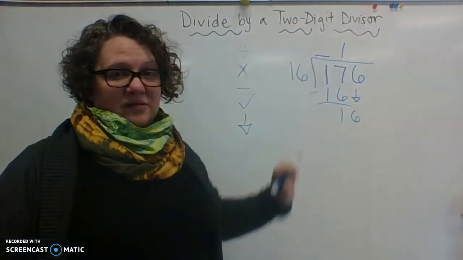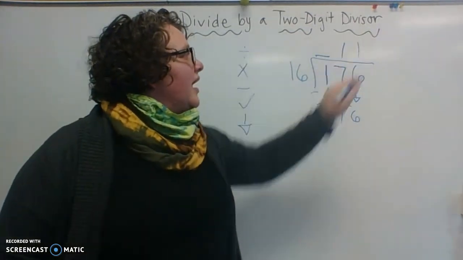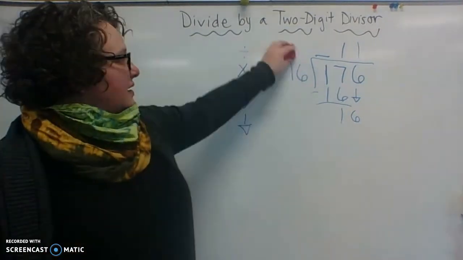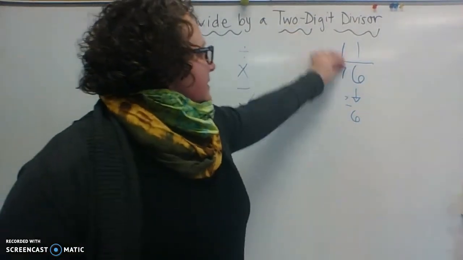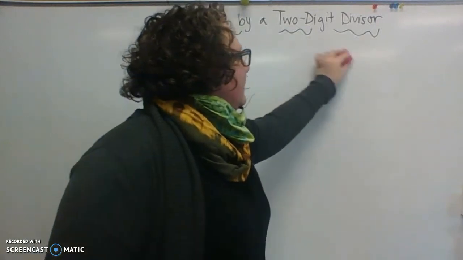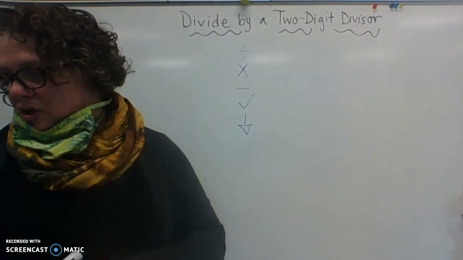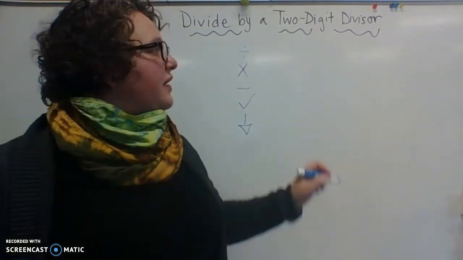And 1 is less than 16, so I can drop on down my 6. And 16 goes into 16 one time. So again, I have 11. 2 problems. The answer is 11 today. The next problem we're going to do is 809 divided by 62.